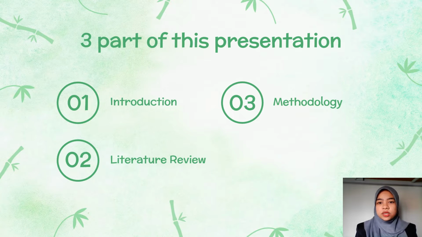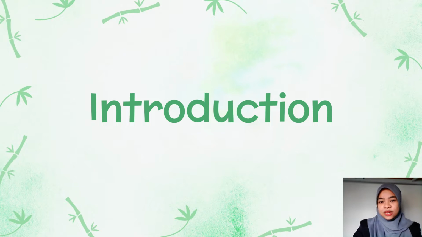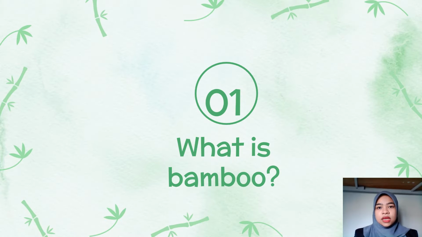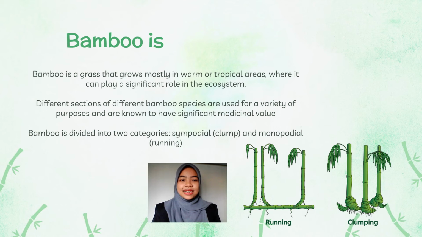There are three parts of this presentation, which are number one, introduction, number two, literature review, and number three, methodology. So firstly, we start with the introduction. First, what is bamboo? Bamboo is a grass that grows mostly in warm or tropical areas, where it can play a significant role in the ecosystem.